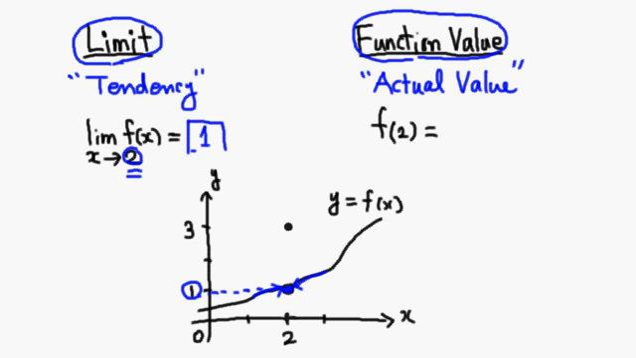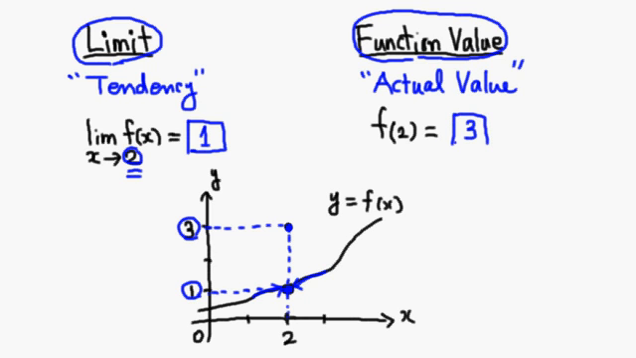On the other hand, the function value, f of 2. You're looking for the actual value of the function when x equals 2. In order to find that, all you have to do is go directly to 2, then look vertically and see if you can find the graph, and say you can find the graph right here. Once you find the graph at x equals 2, then you find the corresponding y value. In this case the corresponding y value is 3. So f of 2 is equal to 3.